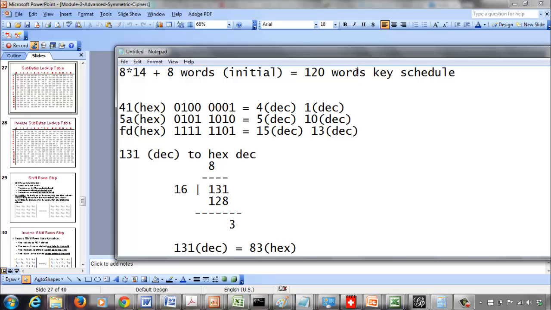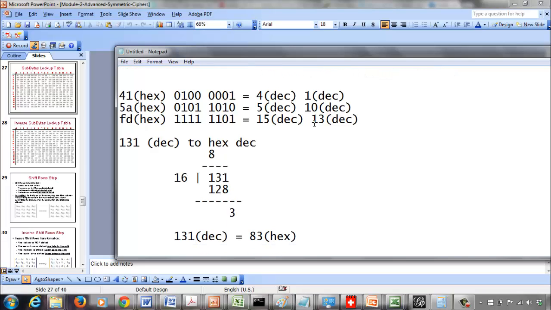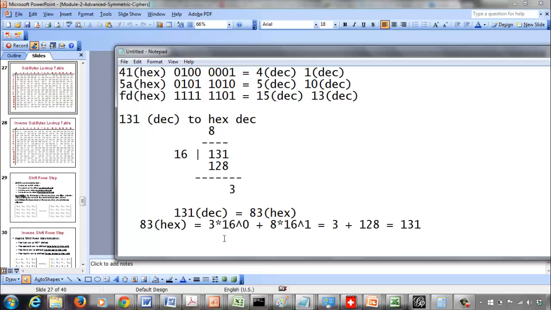And you can cross check. If I convert 83, which is in hexadecimal, to decimal, all I have to do is multiply the 3 by 16 raised to 0, which is 1, and 8 by 16 raised to 1, which is 128. So 3 plus 128 is 131. Alright, let's do one more thing.